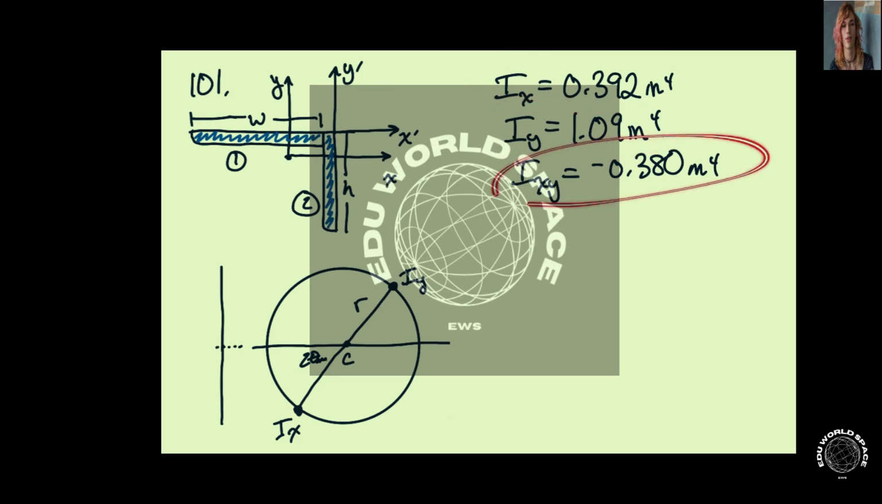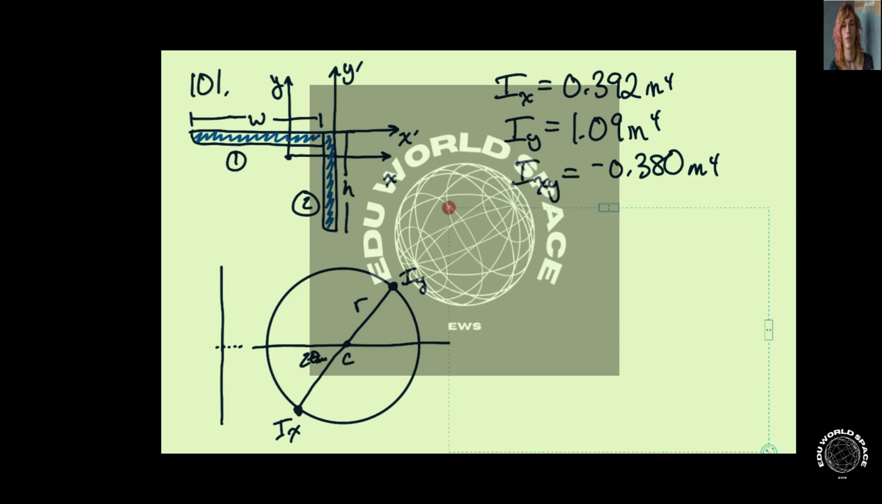We calculated Ixy from before, and that's minus 0.380. And again, we'd expect it to be negative because most of the area is in the quadrants where x times y is negative. So we can make Mohr's circle. So here's Ix, comma Ixy. Here's Iy, comma minus Ixy.